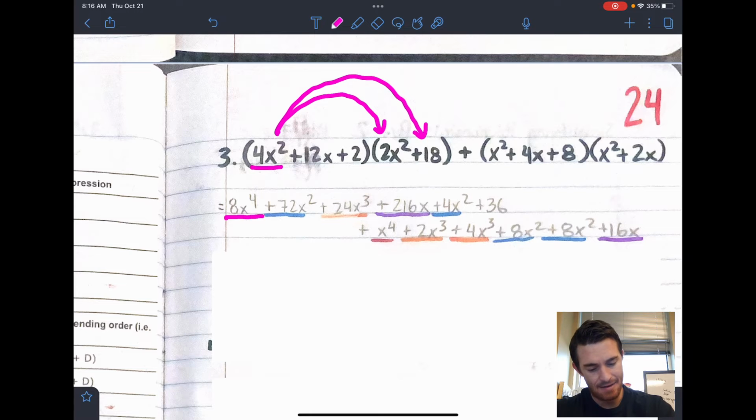And then I have 4x squared times 18. So 4 times 18 is 72. And then I just carry down that x squared. So there's my first distribution right there.